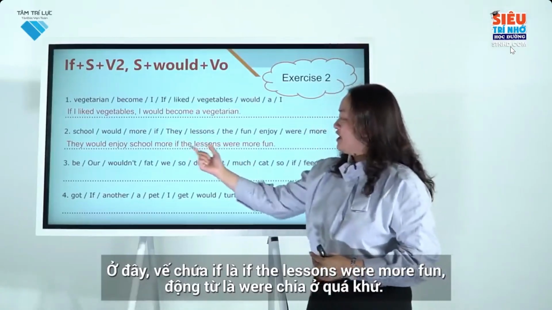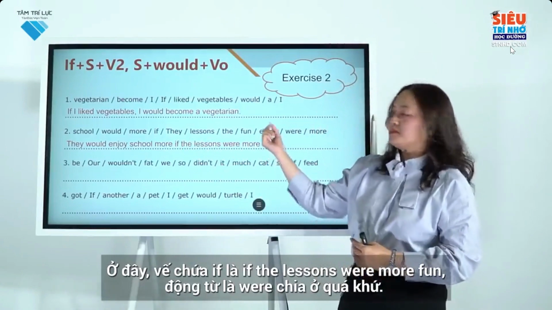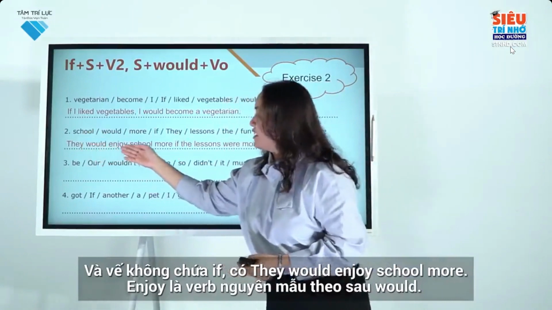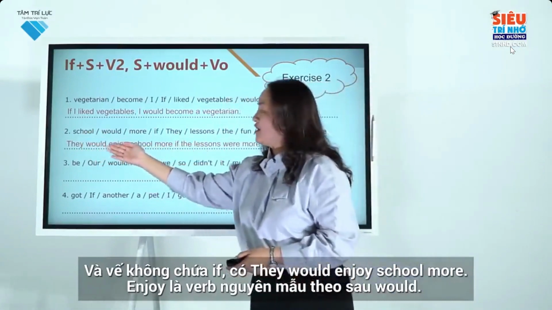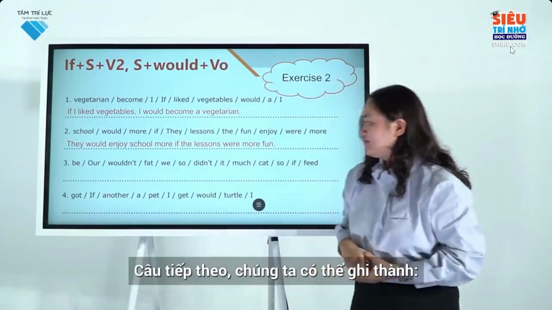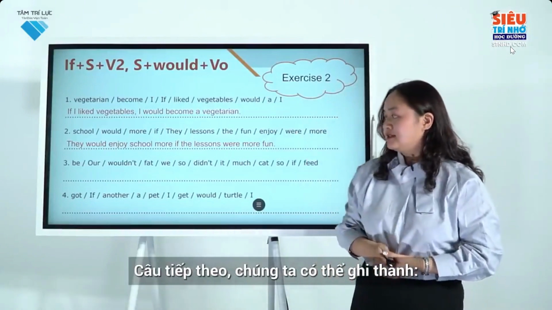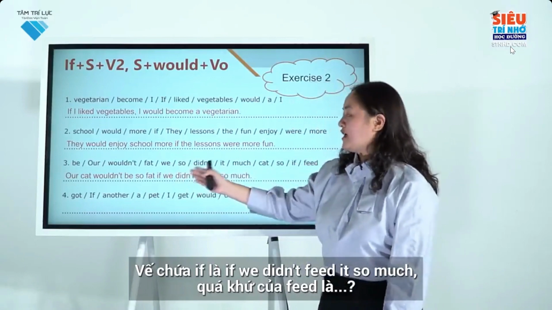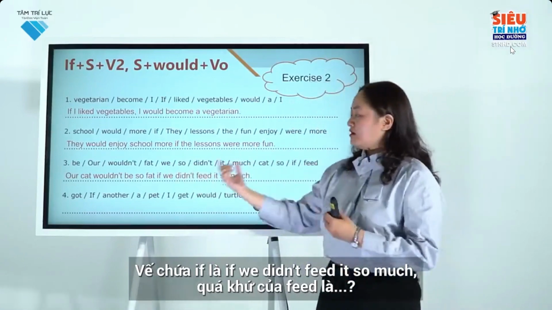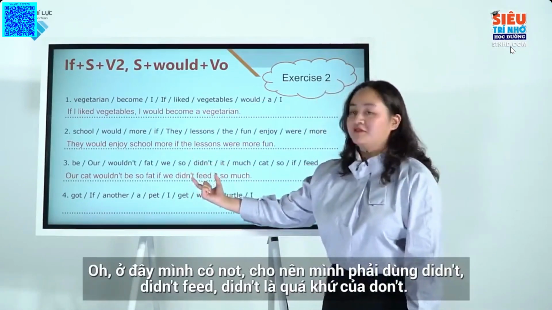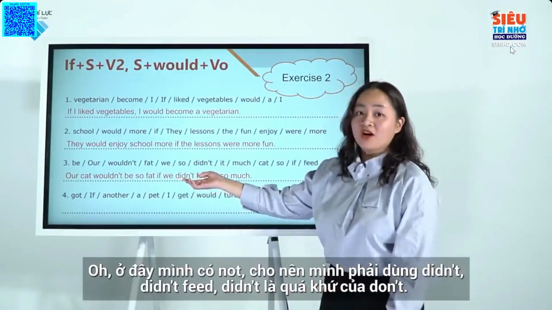Here, the if clause is, if the lessons were more fun, the verb were is conjugated in the past tense. And the clause without if is they would enjoy school more. Enjoy is the infinitive following would. The next sentence we can write as, our cat wouldn't be so fat if we didn't feed it so much. The if clause is, if we didn't feed it so much. The past tense of feed is, oh, we have not here, so we have to use didn't feed. Didn't is the past tense of don't.